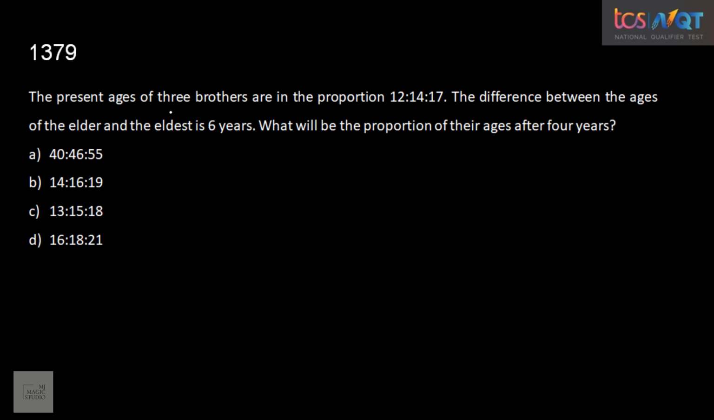The present ages of three brothers are in the proportion 12 is to 14 is to 17. The difference between the ages of the elder and the eldest, with respect to him, is 6 years. The difference in the ratio is 3. 3x is 6, that means the common factor is 2. Their ages are 24, 28 and 34.